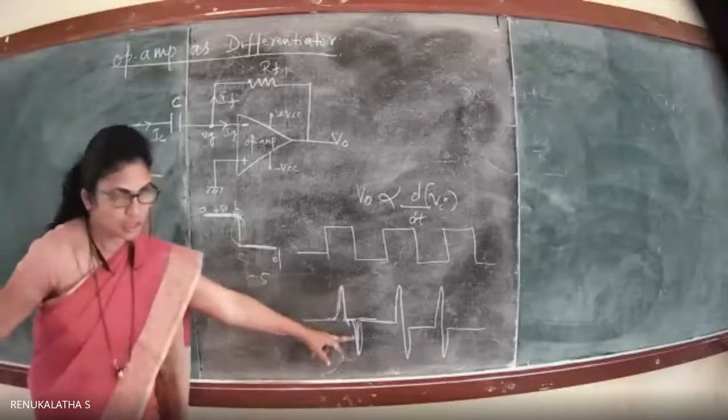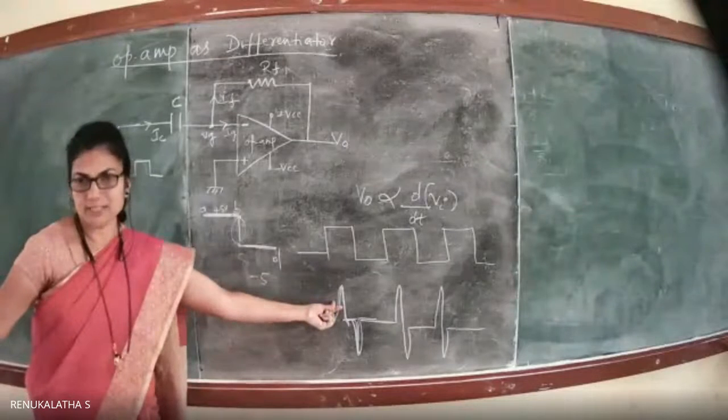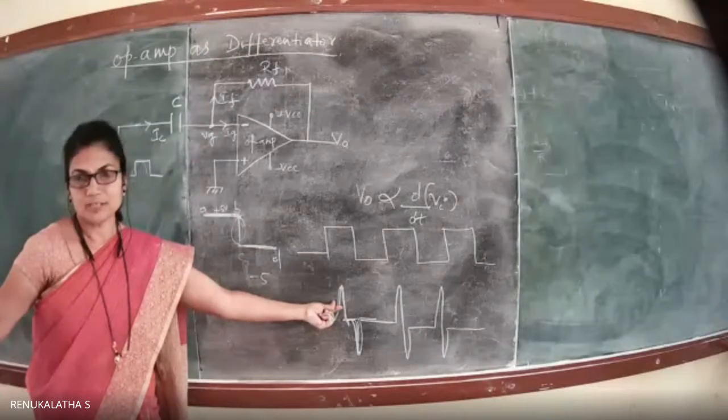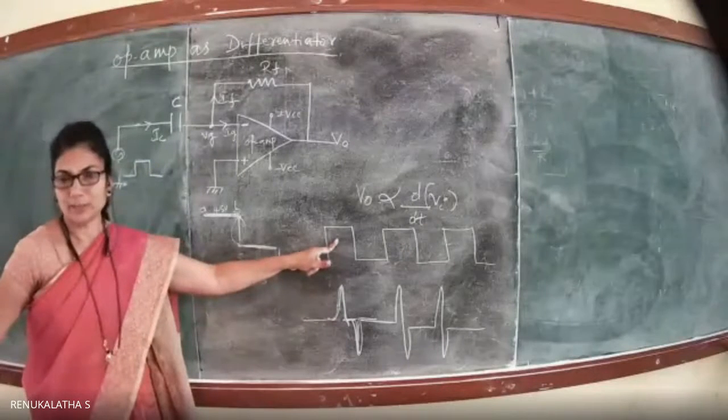Okay, so we call this the differential of the square wave. Almost the signal is almost 0. It is approaching 0. Right. So hence we say that the output is the differential of the input.